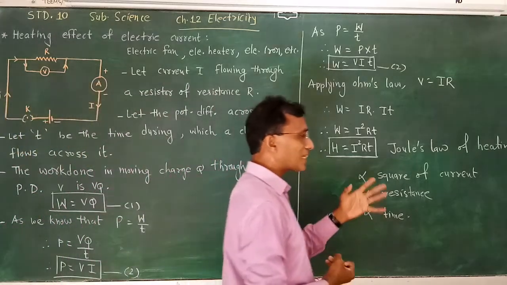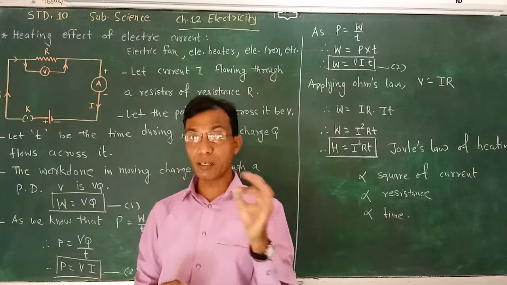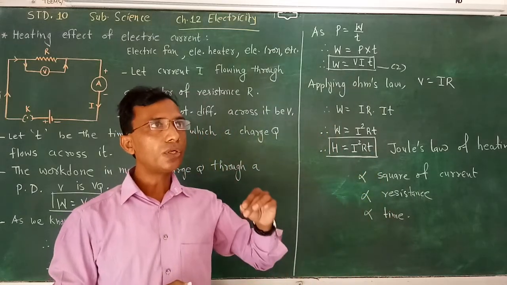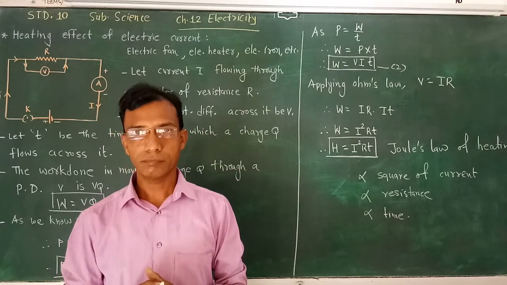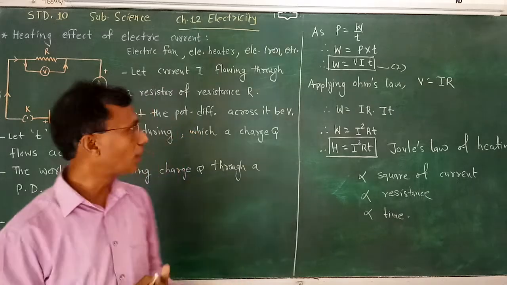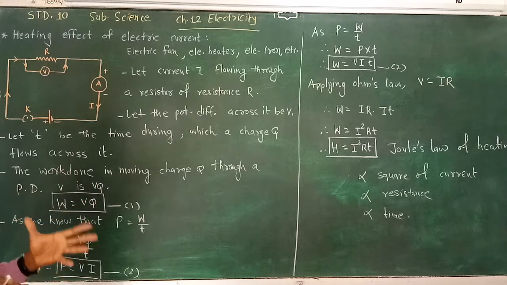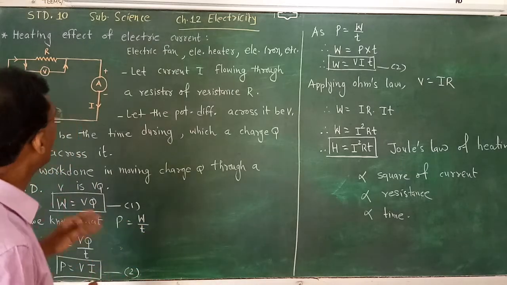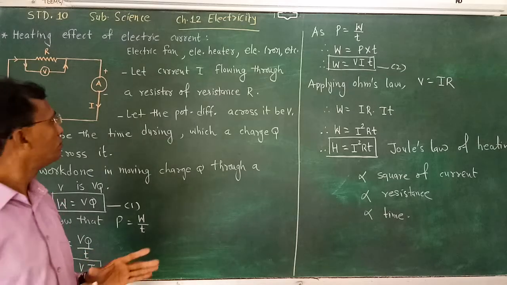Here, we take some examples. An electric fan continues to rotate, and if we touch it, the fan will be hot. Another is the electric oven, the electric iron, and the electric heater. These are some examples related to the heating effect of electric current.